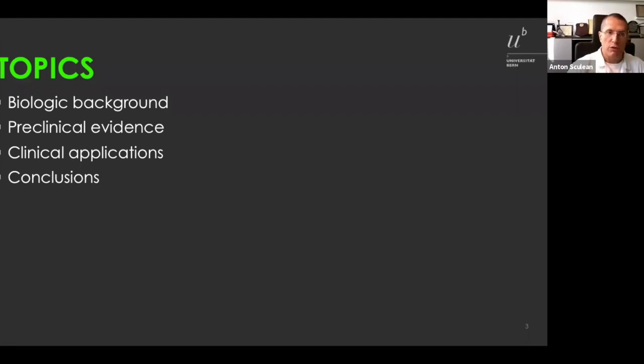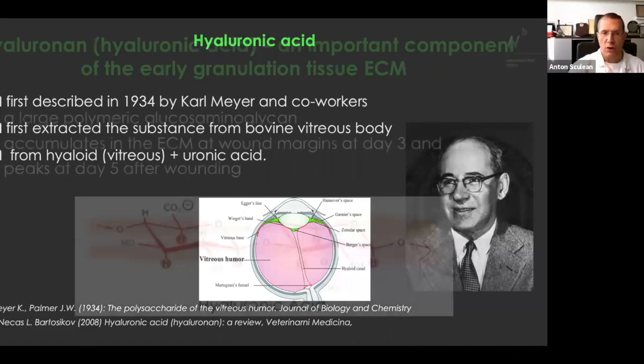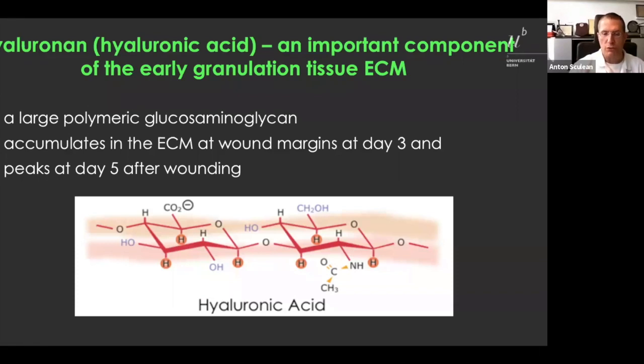So I think it is very important to go back in the literature and to point out that this is not a new material, because as you can see on this slide, this material has been described already in 1934 by Karl Meyer and co-workers. And it was first extracted from the bovine vitreous body. And that's why it is also called hyaluronic acid. And in fact, if we look at the chemistry of this molecule, it is a large polymeric glycosaminoglycan, and it accumulates in the extracellular matrix in the wounds. And immediately after wounding, we have a very high concentration of these molecules, and it peaks after about 5 days.